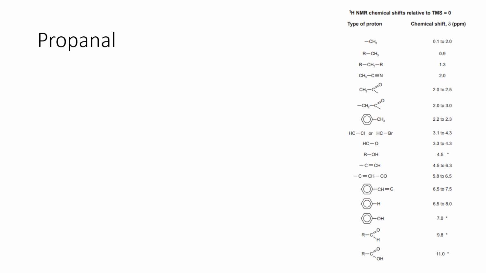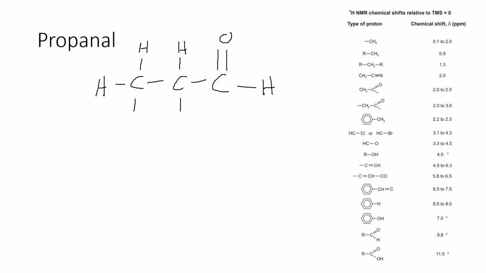Propanal is an aldehyde group, so you've got 1, 2, 3 carbons. You've got your aldehyde group at the end here, and then a CH2 and then a CH3. It's a little bit more complicated, this one. We'll see why in a second. So in terms of environments, there's once again going to be 3 environments. Let's call them A, B, and C.